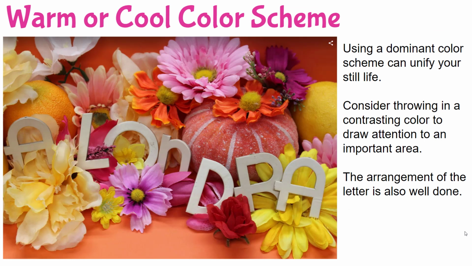The next thing that you should experiment with is the deliberate choice of color. In this case, this is a warm color scheme, but you could also choose a cool color scheme. So using a dominant color scheme can help unify your photo and make the objects look like they all belong together. You could consider throwing in a contrasting color if you'd like to draw attention to an important area of your photo. And I also like the way this person arranged the letters of their name. They have a bit of a playful nature.